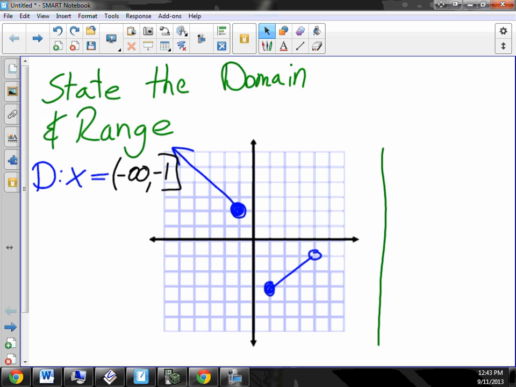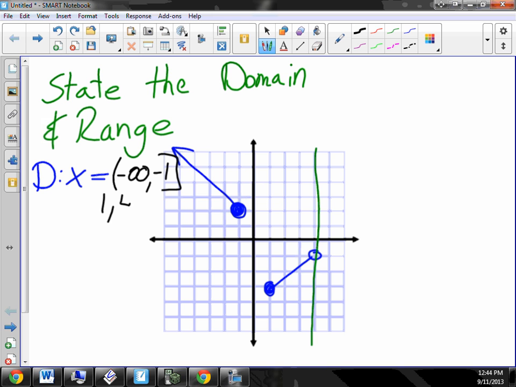What's the smallest x value in this portion of the graph? We start at 1 and we end with 4. So 1 comma 4. Is 1 included? Yes. So it's a bracket. Is 4 included? No. So it's a parenthesis. Okay, so that is the domain of that function.